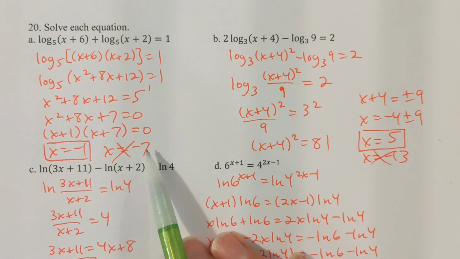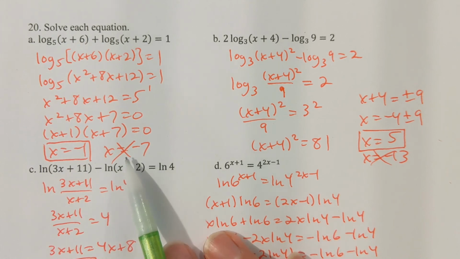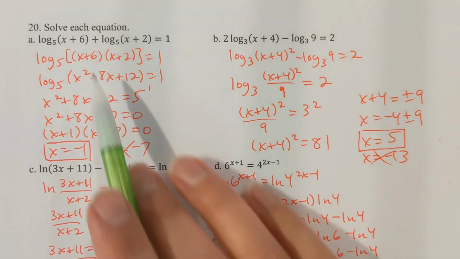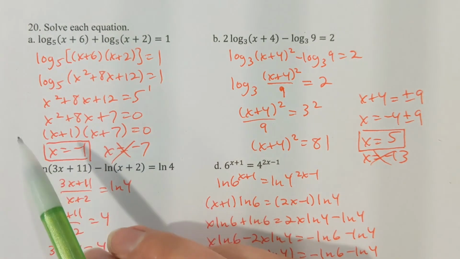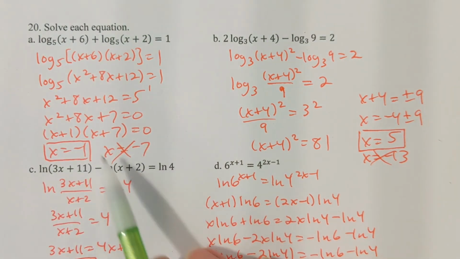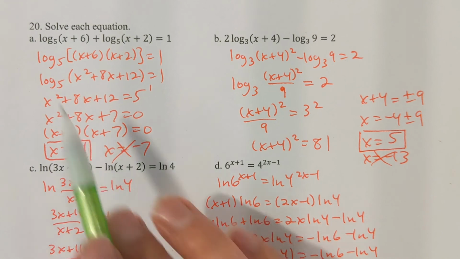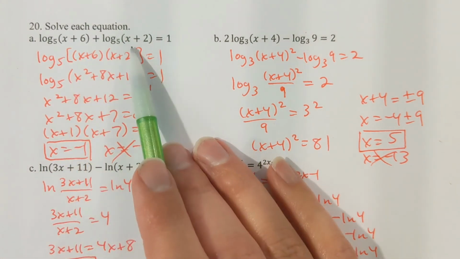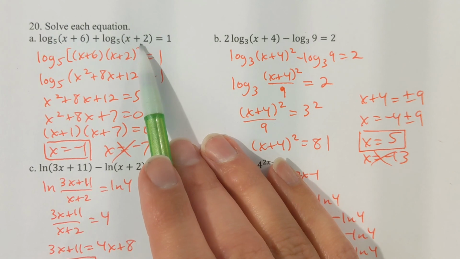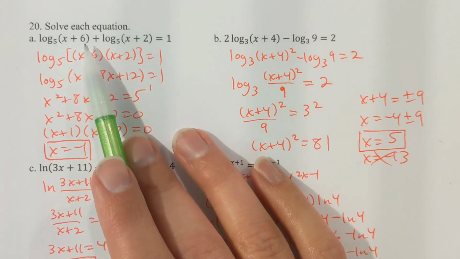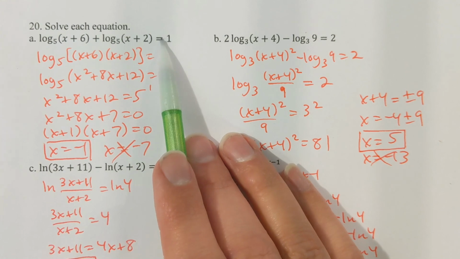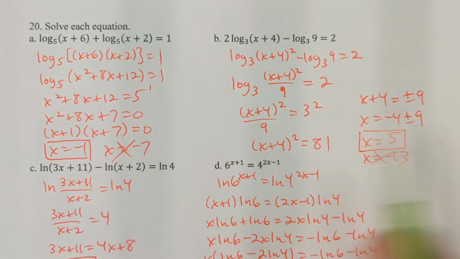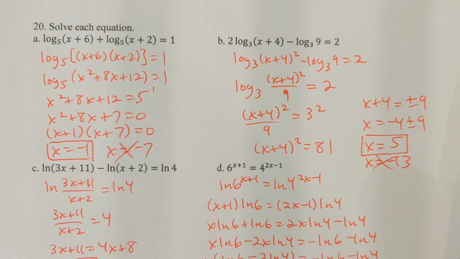Okay? We'll want to check that. Now, negative 7 is no good, because if you plug negative 7 into the original, negative 7 plus 6 is negative 1, and you can't take log of a negative. So immediately we can cross that out. Now, is negative 1 going to be okay? Well, negative 1 plus 6 is 5. Negative 1 plus 2 is 1. Log base 5 of 5 is 1, and log base 5 of 1 is 0. Log base anything of 1 is 0. 1 plus 0 is 1, so we do get a true statement there, and it looks like negative 1 is going to be kept, negative 7 is going to be thrown away.